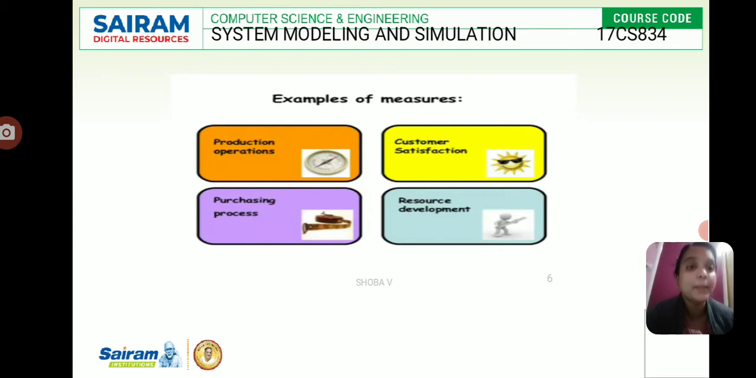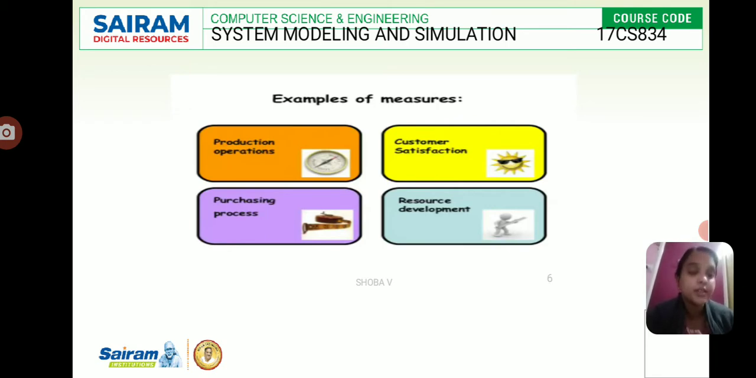Examples of measures are: first, production operations; second, customer satisfaction; third, the purchasing process; and fourth, resource development. These are some of the examples of measures of performance. Production operations means how much we can produce. The operations mean at what exact time we can provide our production, on a time basis.